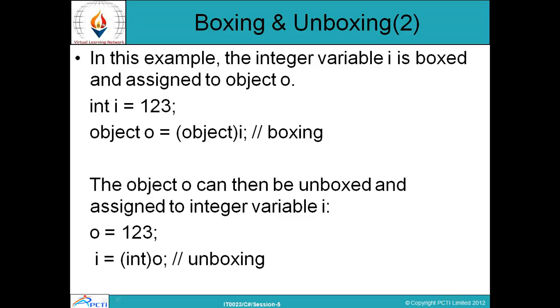Here is an example in which the integer variable I is boxed and assigned to an object O. Here you can see I is your integer type, but I am declaring an O whose type is object, and using typecasting I am changing the I to my object type, which is boxing. On the other hand, the object O can then be unboxed and assigned to an integer variable I also. Here O has a value 123, and using this integer I am converting its type from object to integer. This is called unboxing, and this one is boxing.